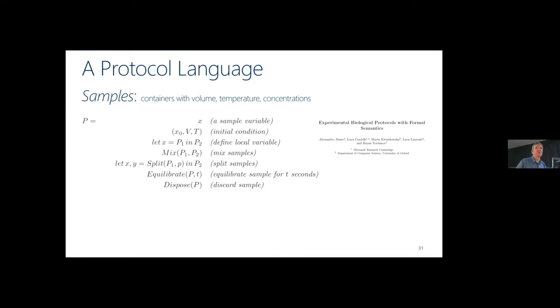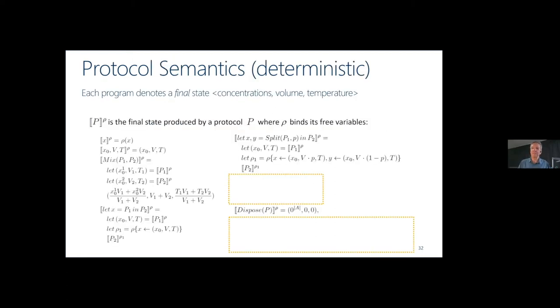It also has a meaning, has a semantics. And the semantics is given by what happens when you mix things. So, for example, suppose we have the mix operation that takes two sub-protocols, P1 and P2, and it produces the protocol which is mixing P1 and P2. Suppose that the sub-protocol P1 produces this sample here with concentration X1, volume V1, and temperature T1. And the sub-protocol P2 produces this sample X2, V2, T2. Now, what would be the result of mixing these two subsamples we got from two subprotocols? Well, the volume of mixing is the sum of the volumes, obviously. And the concentration would be the weighted average, weighted by the volumes of the two samples. And also the temperature would be the weighted average of the temperatures of the two samples. So this tells you what is the meaning of mixing two samples.